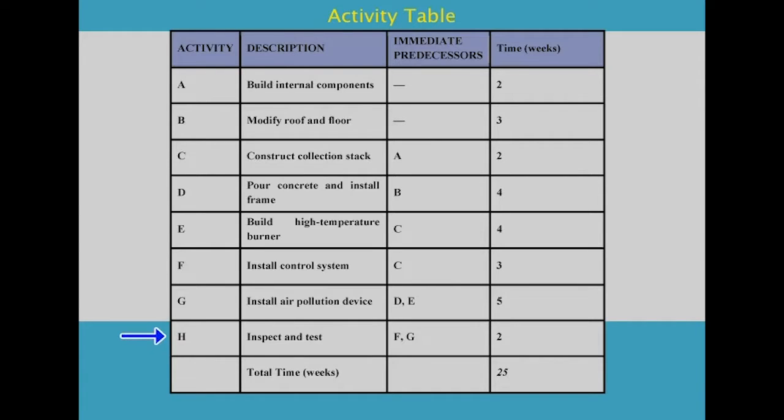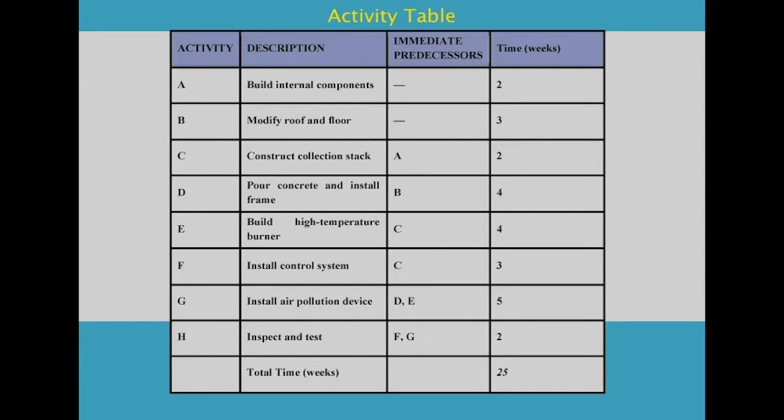The last is H. Activity H is to inspect and test. The immediate predecessors, that is the previous activities before H, are F and G and the time given for it is 2 weeks. So, the total time to be completed for this will take up to 25 weeks.